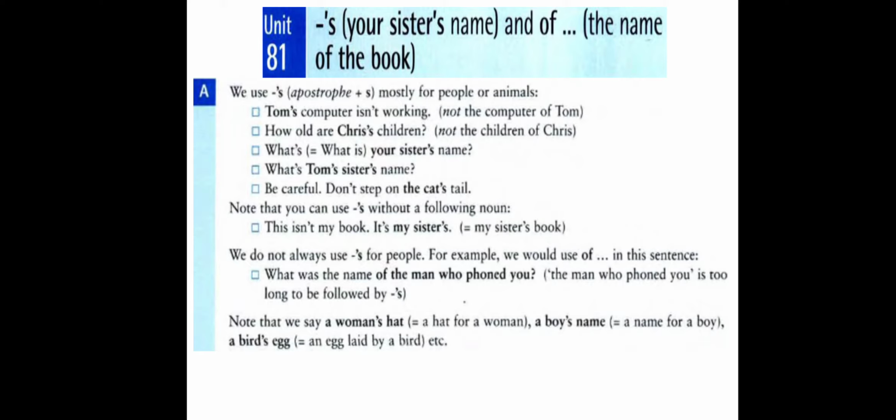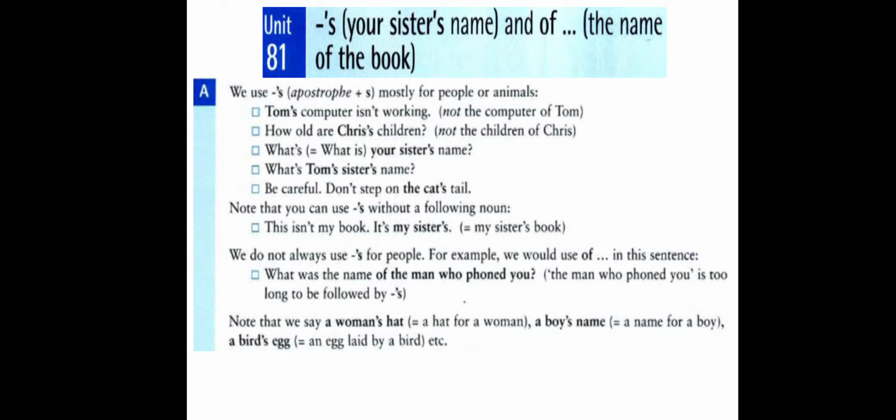Tom's computer isn't working. Here Tom is singular, so we add apostrophe plus S, and it ends with M. We don't say the computer of Tom. We don't use the possessive of the preposition of for possession here because Tom is a person, so we use apostrophe plus S.